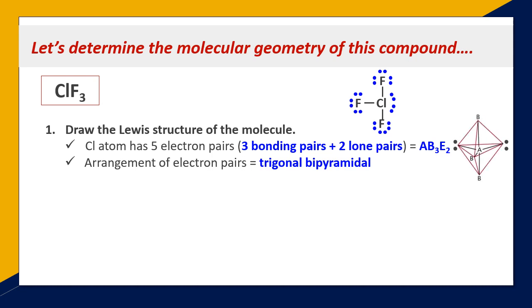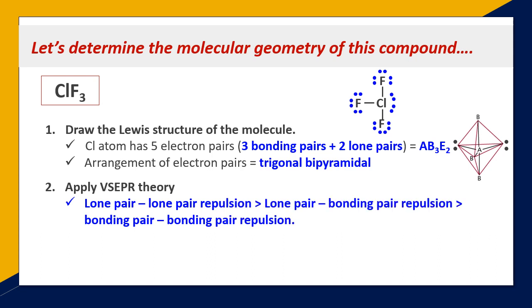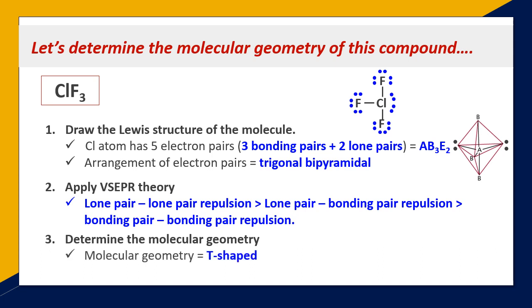Next, apply the VSEPR theory. According to the theory, the lone pair repulsion is stronger than the lone pair-bonding pair repulsion and the bonding pair repulsion. Therefore, it determines the molecular geometry of the molecule. So chlorine trifluoride is a T shape with a bond angle of less than 90 degrees.